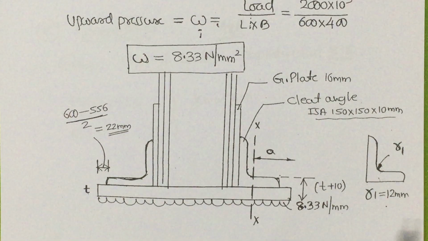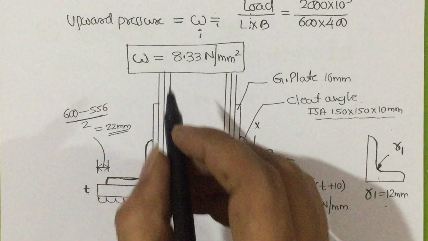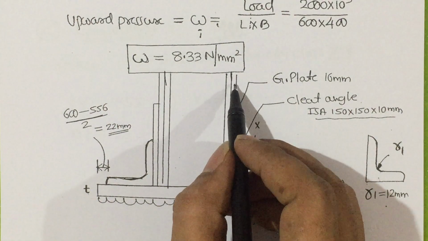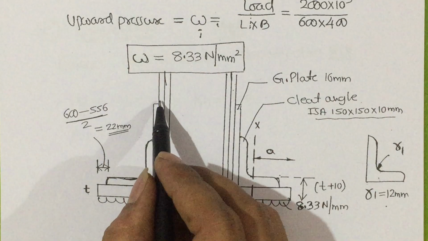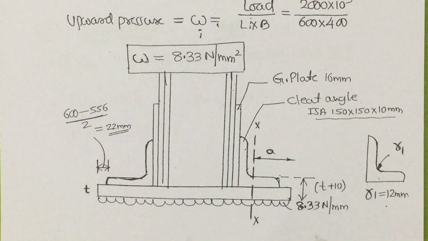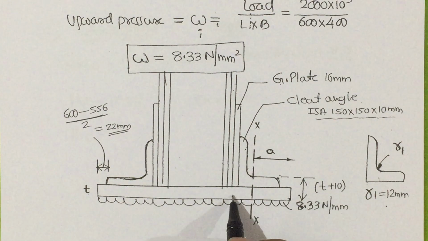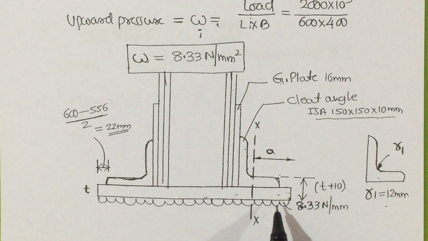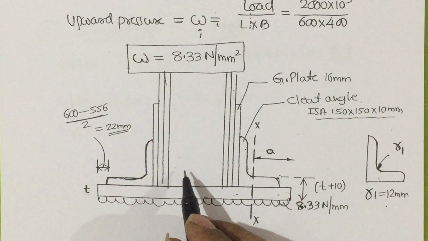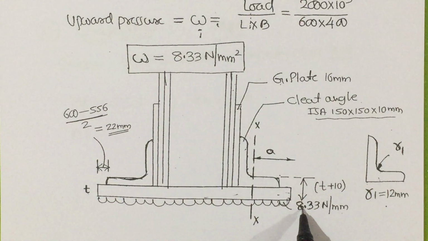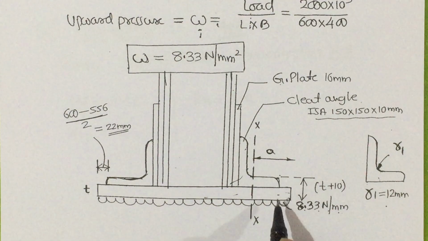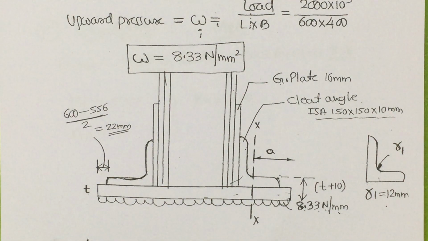It is the pictorial representation. First is the column, nothing but up to here, it is the column. Then we are going to provide the cover plates. After that, we are going to provide the gusset plate. After that, we are going to provide the cleat angle. Then this is the base here. So, here is the upward soil pressure. The pressure is going to act upon the connected member, that is 8.33 Newton per millimeter square. Since we took it as UDL, it will be Newton per millimeter.